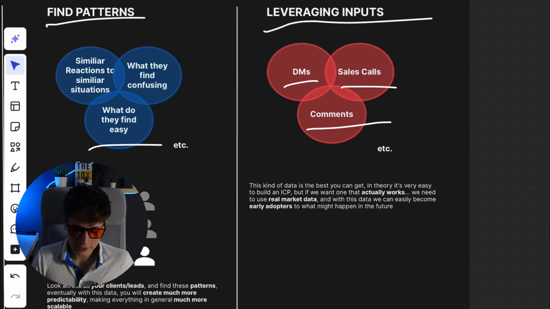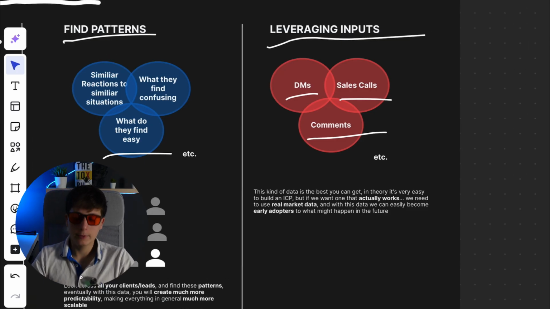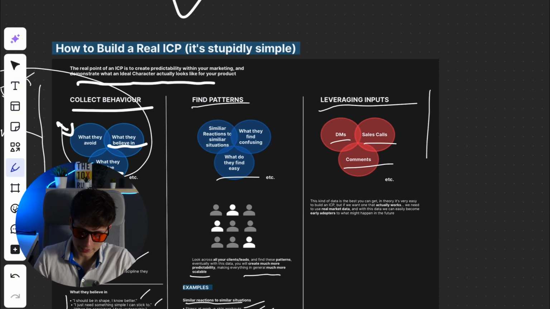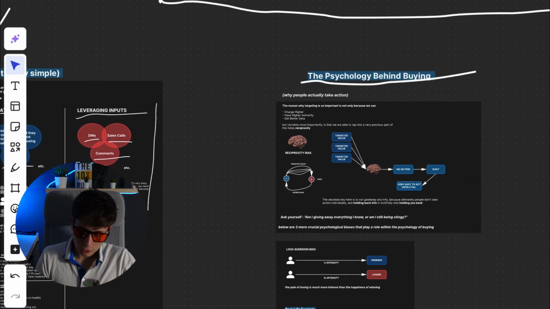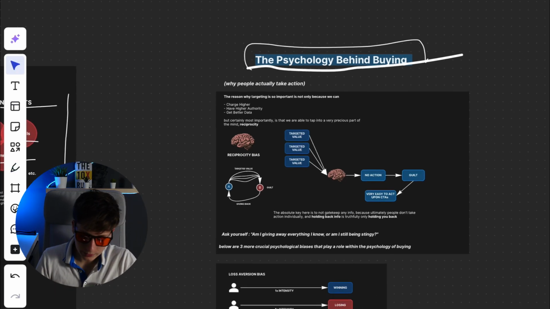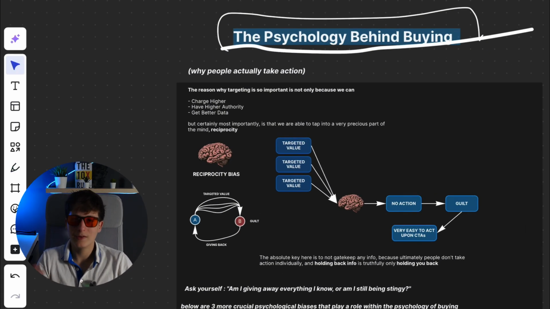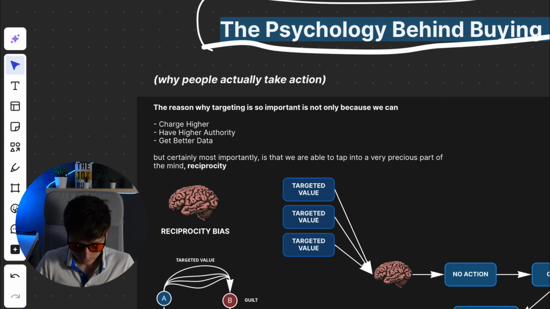So yeah, if you want an ICP that gives you real world data from the people that you're trying to target, you can't just do a Google search or ask ChatGPT. You actually need to ask your ICPs. You need to do that through comments, DMs, sales calls, and all that. Now we're going to talk about the psychology behind buying. Once you've got your ICP built out and you've got a list of all of their desires, what they avoid, and all this kind of stuff, we then need to talk about what is going to trigger them to buy. So the psychology behind buying.